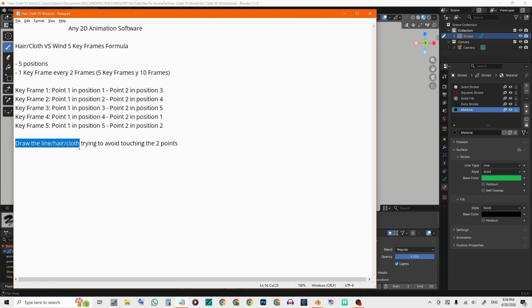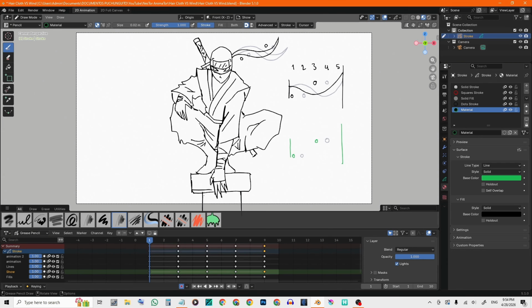Alright, and now as you can see, we just have to draw the line or hair or cloth trying to avoid touching the 2 points. So what does that mean? So that's basically that we're gonna draw something like this. Alright, so you just have to imagine that these points have some sort of magnetic field around them and they are pushing the center line or hair or cloth. Okay, so on the next keyframe, we draw something like this now.